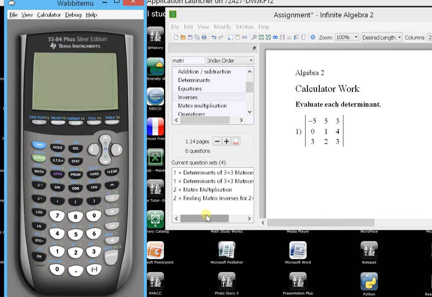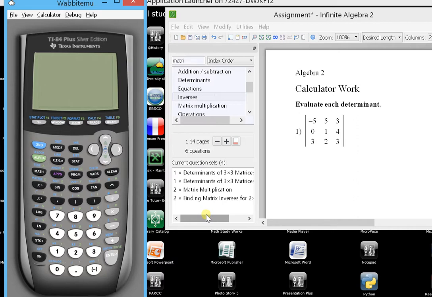Today we're going to learn how to type some stuff into the graphing calculator, mainly matrices. We're going to work on determinants, some multiplication, inverses, and then how to clear the memory. Okay? Sorry, getting over a cold.